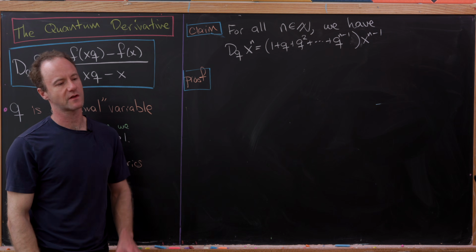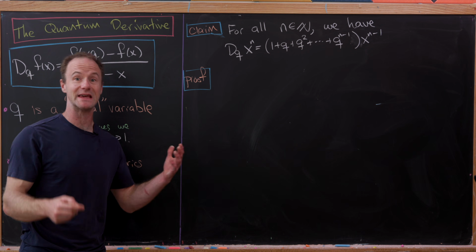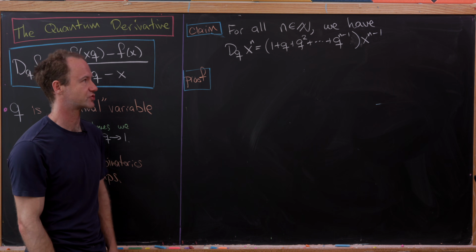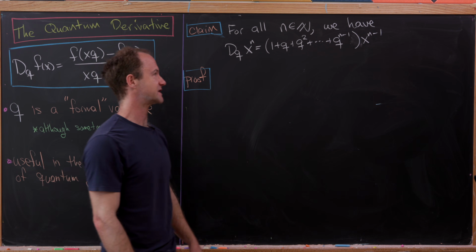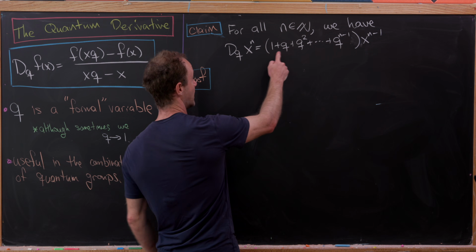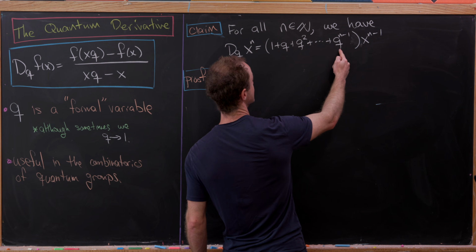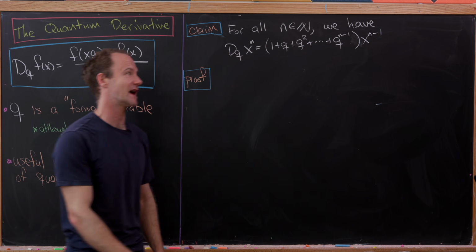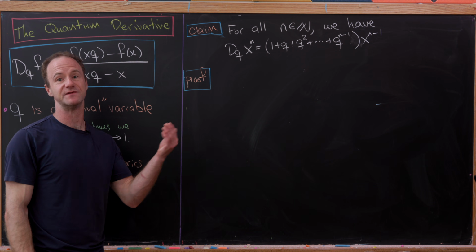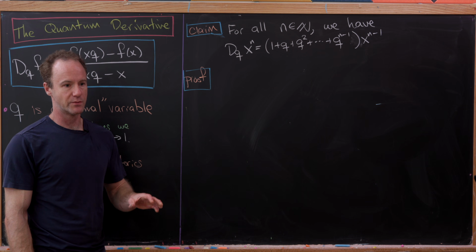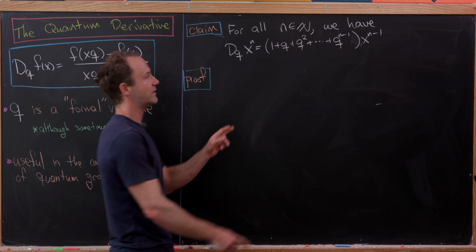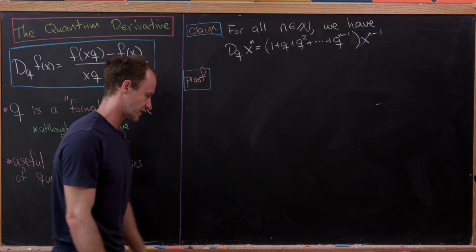So based off what we saw on the last board, I think we can reasonably guess what the power rule should be, and that's exactly what we'll do, and then we'll prove that guess is true. So for all natural numbers n, the quantum derivative of x to the n is 1 plus q squared up to q to the n minus 1 times x to the n minus 1. So still we have this process of decreasing the power by 1, but instead of multiplying by the previous power, the previous exponent, we've got this q polynomial term.